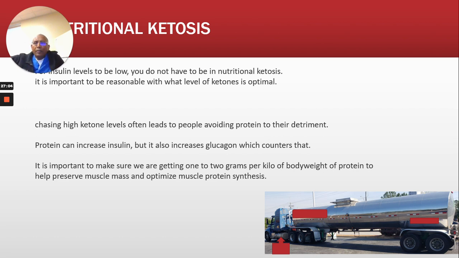So insulin levels have to be low, but you don't have to be in a continuous state of nutritional ketosis. For optimal living, we can go in and out of nutritional ketosis. Proteins can increase insulin, but we need to understand that there is glucagon that is counteracting that effect of the increase of insulin by proteins. So we need to understand that protein intake is very much necessary. Avoiding proteins is the worst thing that human beings can do.